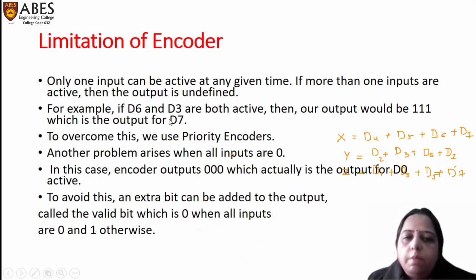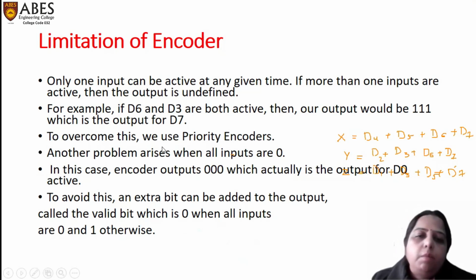And therefore, it will represent the output for D7 instead of D6 and D3. And we want the output for either D6 or D3. So this will be giving the wrong output. So to overcome this problem, we use the priority encoders.